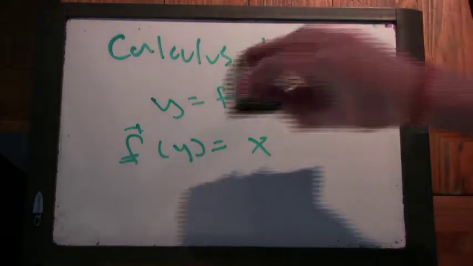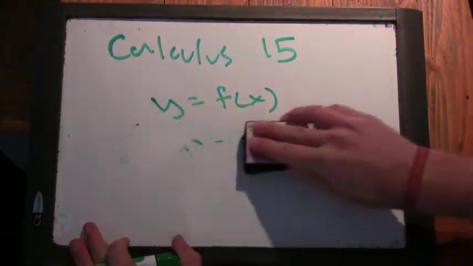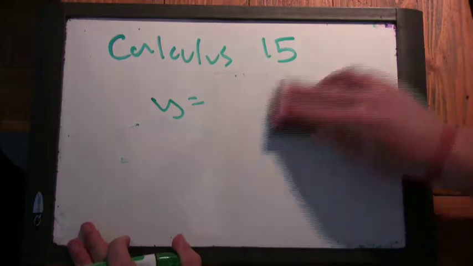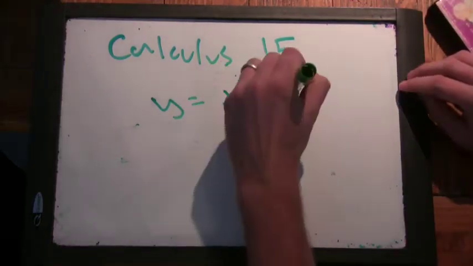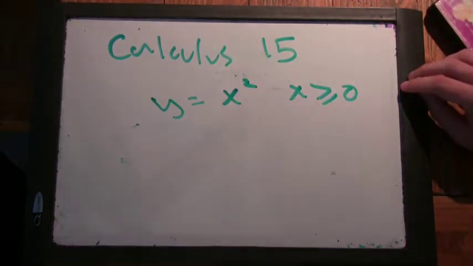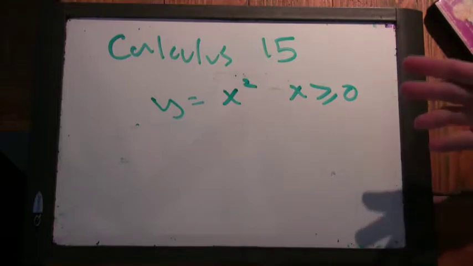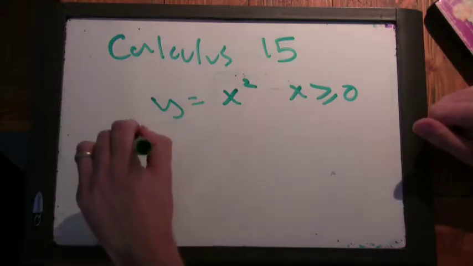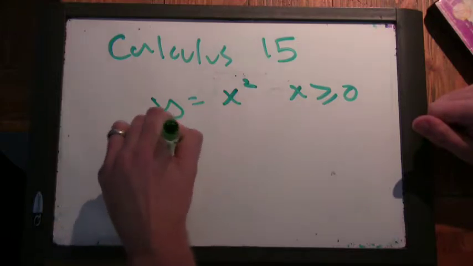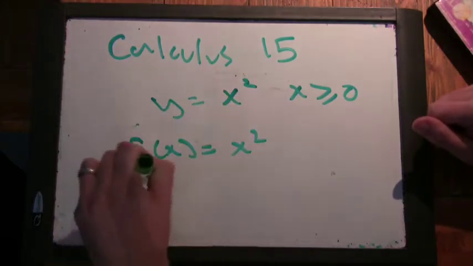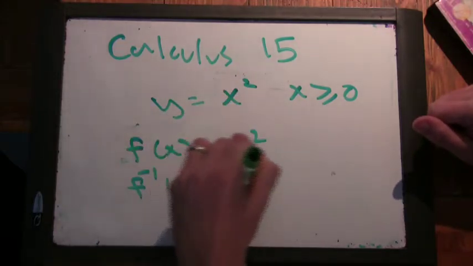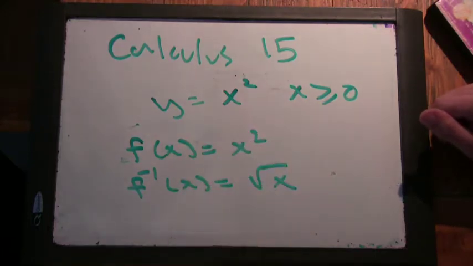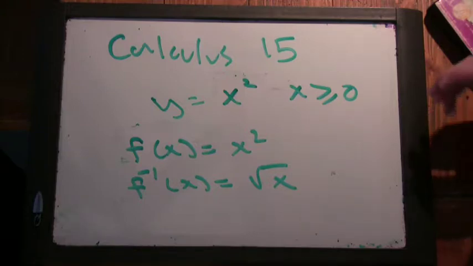Okay, cool. So I'm going to take a look at an example. y equals x squared for x greater than or equal to 0, just so it has an inverse, and you know what the inverse is here. What is it? It's y equals the square root of x. That's right. So if f of x equals x squared, f inverse of x equals the square root of x.